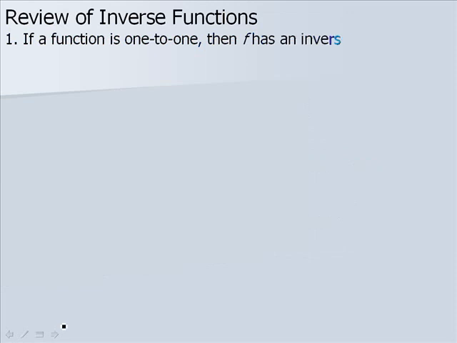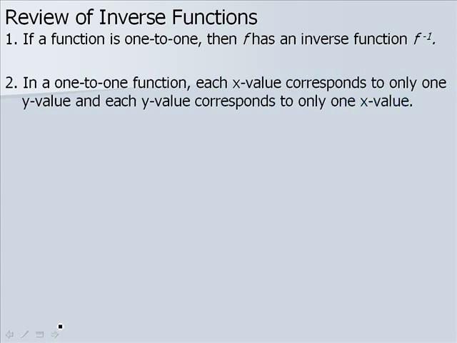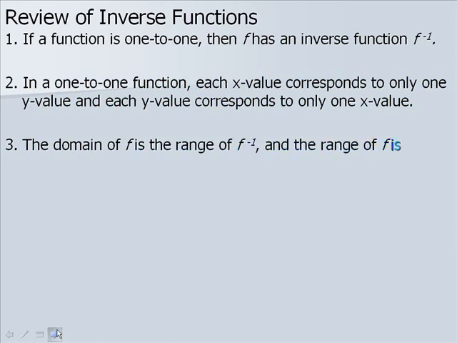If a function is one-to-one, then f has an inverse function called f inverse, indicated with the -1 in the exponent. In a one-to-one function, each x value corresponds to only one y value, and each y value corresponds to only one x value. The domain of f is the range of f inverse, and the range of f is the domain of f inverse.